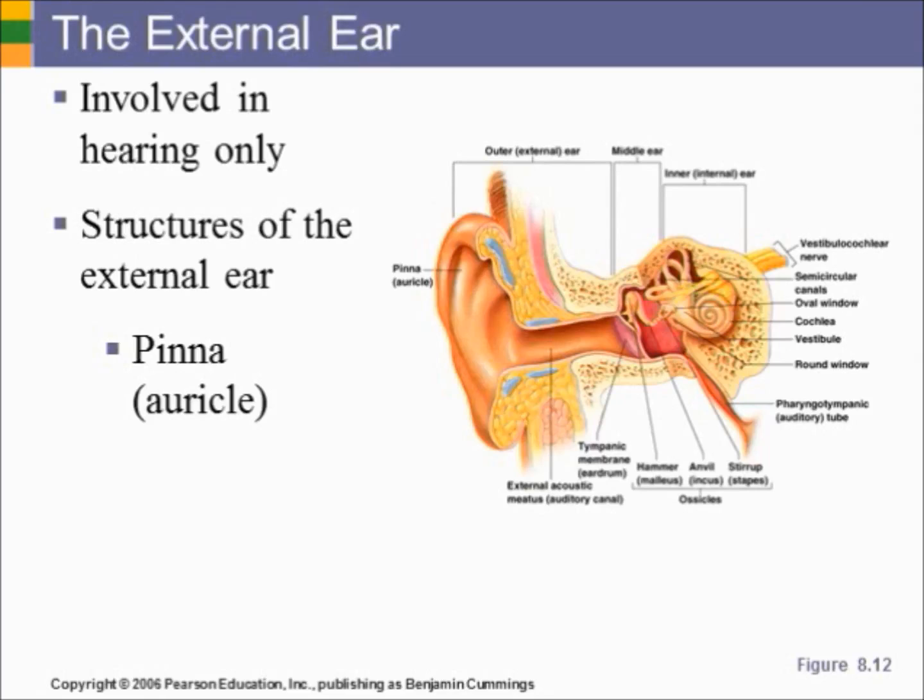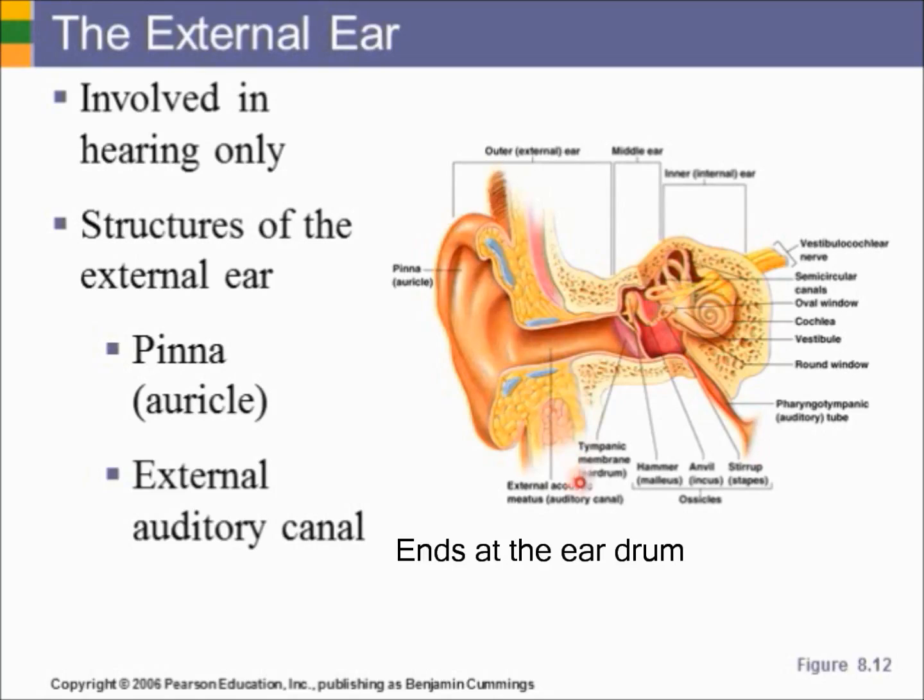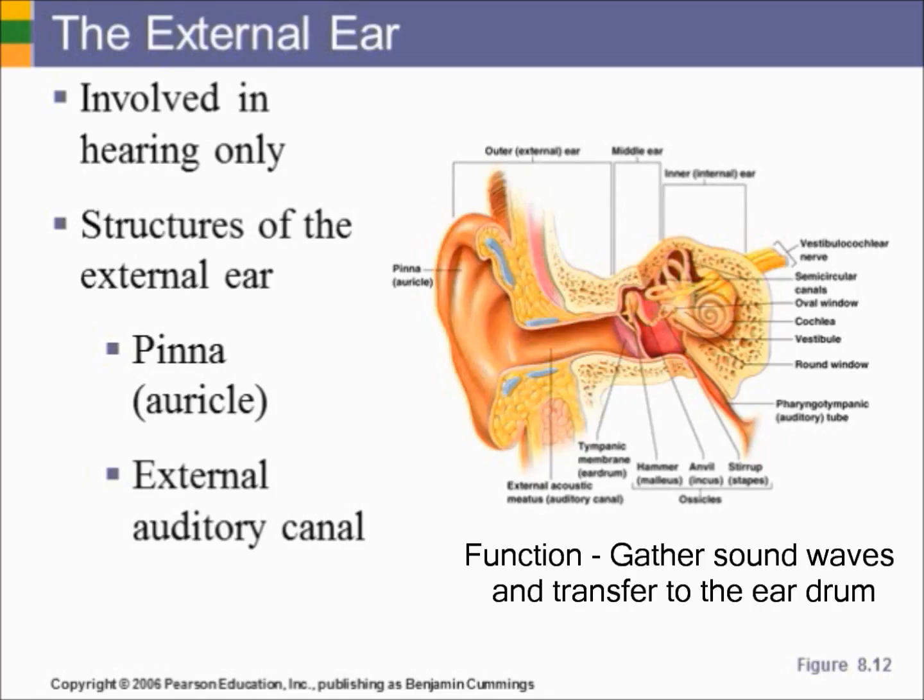Now, the second part of the external ear is the external auditory canal. That's this part right here. External auditory canal. Now, your textbook has this whole phrase here, external acoustic meatus. You can simply call it the auditory canal. But keep that separate, because if we start talking about the middle ear, we're going to have a structure called the auditory tube. Okay, we're going to talk about this on the next slide. But this external ear's function is to gather sound waves and channel them towards the eardrum.